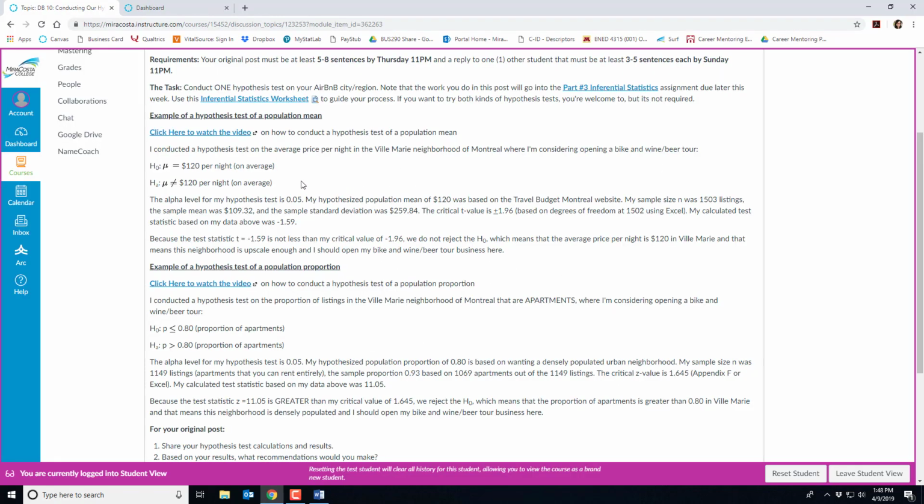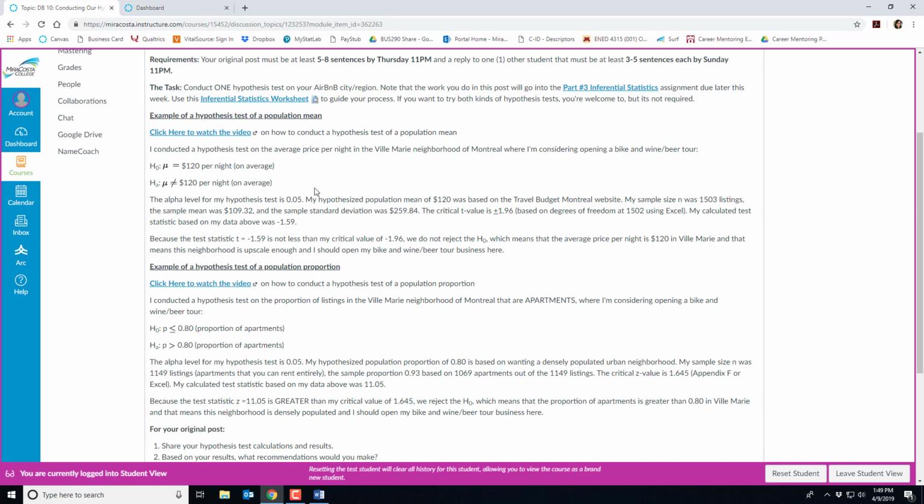So going back to the discussion board, I have my examples here for a hypothesis test of a mean and a hypothesis test of a proportion. And you'll see that I've got a video link under each example that walks you through how to calculate or conduct your hypothesis test. And then below is actually how we would write or explain the hypothesis test results.